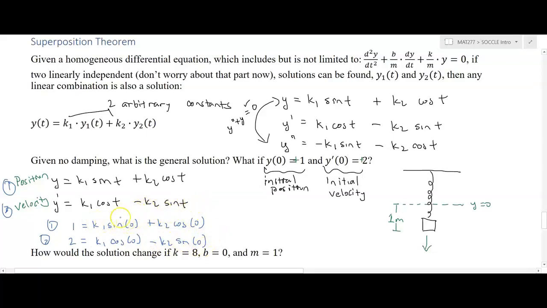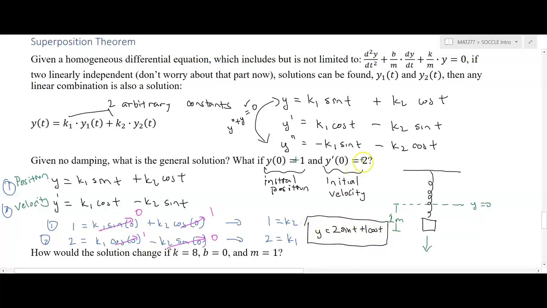The good news here is that sine of 0 is 0. So that will be 0. This will be 0. And cosine of 0 is 1, and cosine of 0 is 1 there as well. So the two equations that we actually get are 1 equals k2, and the second one says 2 equals k1. So our final particular solution for this model is going to be y equals 2 sine t plus 1 cosine t. And let's just go ahead and take a look at this in Desmos to see what's going on.